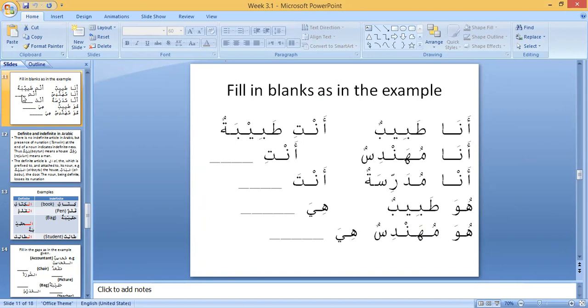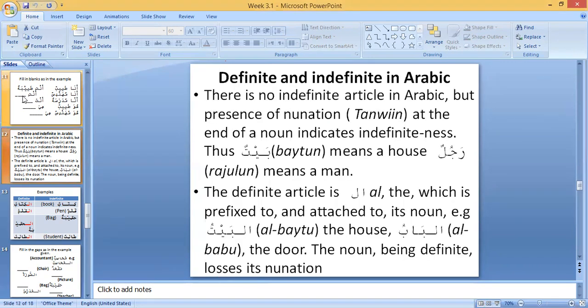Okay. Good. Let's see what's next. Now this one is called definite and indefinite article.